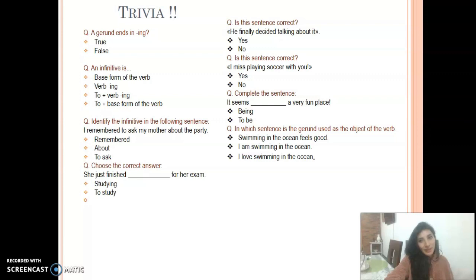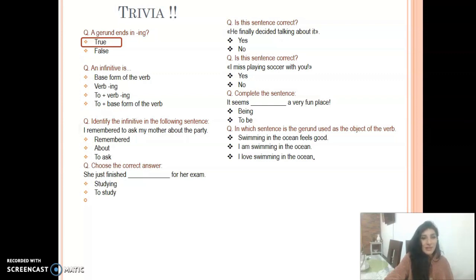This is a trivia. Through this trivia, we're going to analyze and check all the contents that we have checked during this lesson. So, question number 1 says, a gerund ends in ing. Is it true or false? Is it true? You know, gerund is the base form of the verb plus the ing suffix. So then we have, an infinitive is the base form of the verb. Verb plus ing, to plus verb and ing, and to plus the base form of the verb.